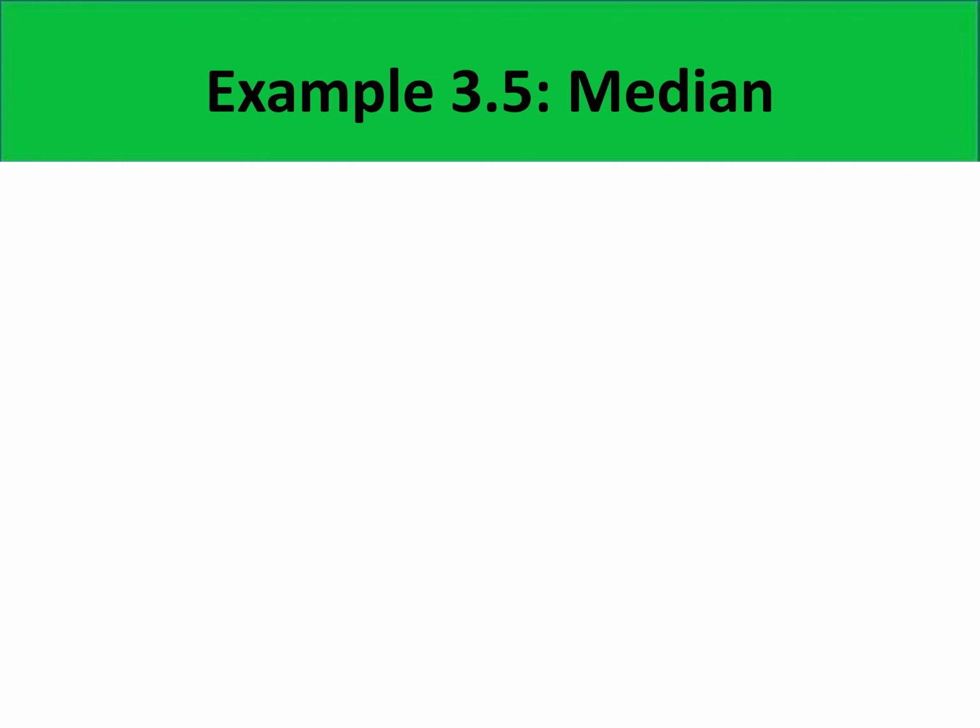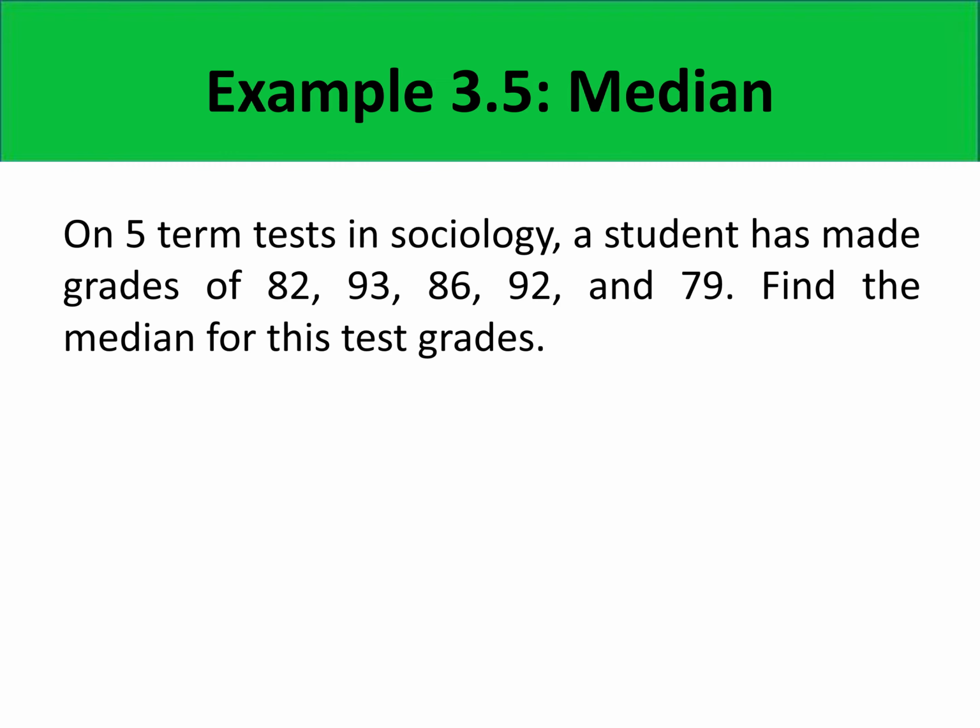Let us have an illustration. On 5 term tests in sociology, a student has made grades of 82, 93, 86, 92, and 79. Find the median for these test grades. The dataset contains 5 observations.